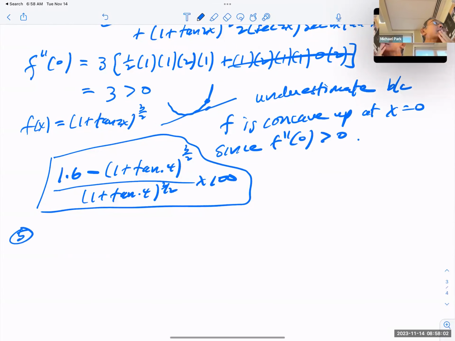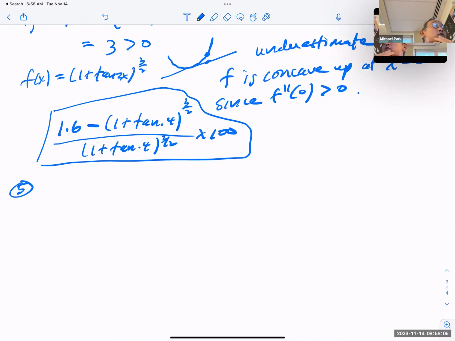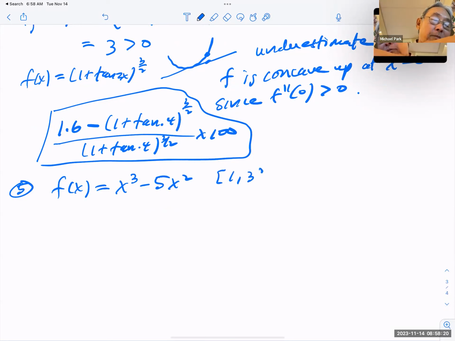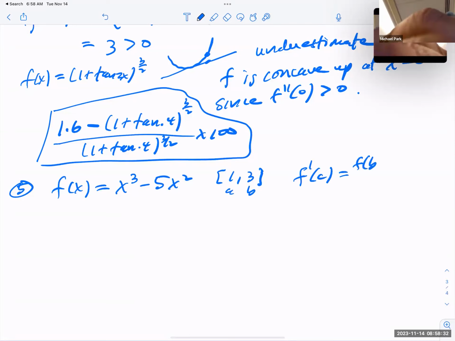Number 5, find the value or values of C that satisfy the mean value theorem for this function. And notice that it's a polynomial, which is always continuous and smooth. So that means yes, there is going to be at least one answer on the interval from 1 to 3. So remember, the mean value theorem says that if a function is differentiable on an interval, then there's at least one value of C such that f prime of C is equal to f of B minus f of A all over B minus A.